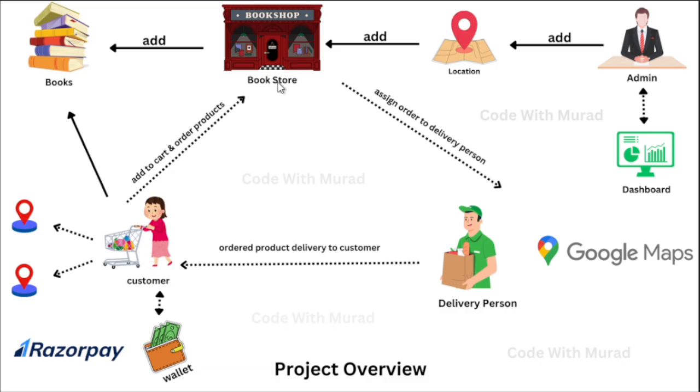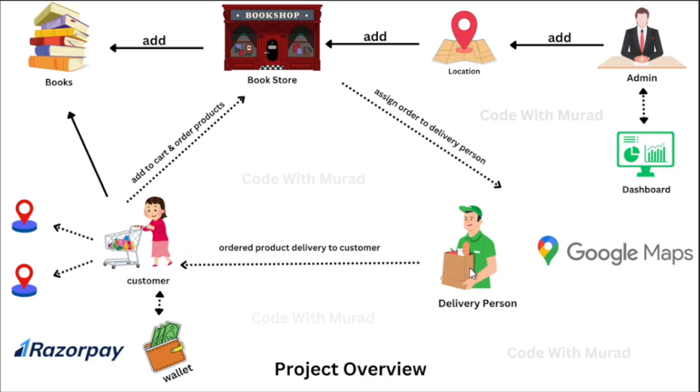And then after that, each bookstore will have multiple delivery persons. Okay, and this is completely dynamic. A bookstore can add one delivery person or it can add 10 delivery persons. It's up to the bookstore, and as soon as it receives the request from the customer, the bookstore will assign a delivery person for this order, and the delivery person will be able to see this order detail in his dashboard, and he will be able to deliver the product to the customer.